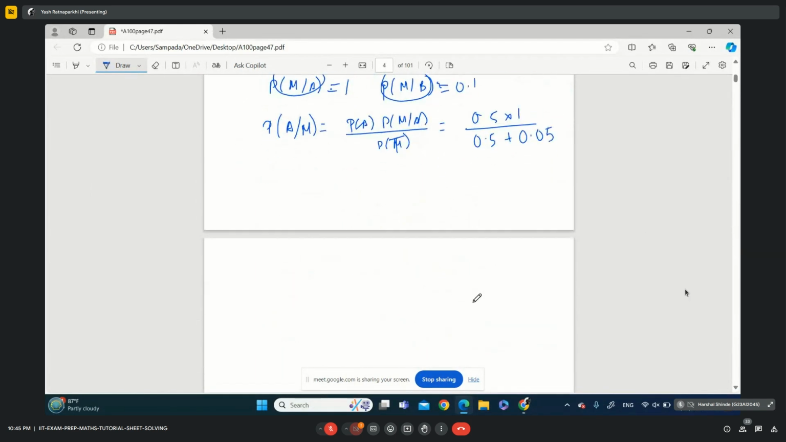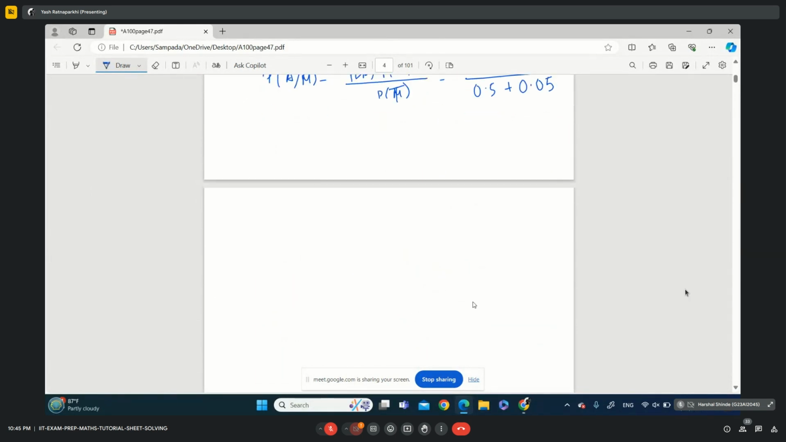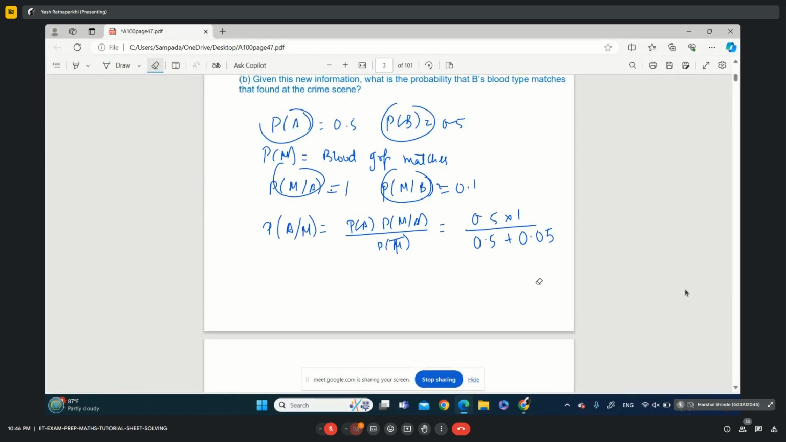So tell me one thing, I'm just about to ask you one thing. What will be the final answer of it? 0.5 upon 0.55, right? Yeah. So how have you found this one? The P of M given A equals 1 and P of M given B equals 0.1.